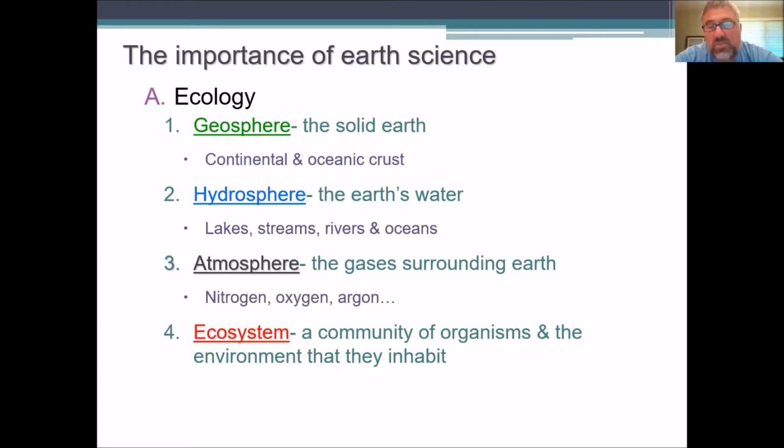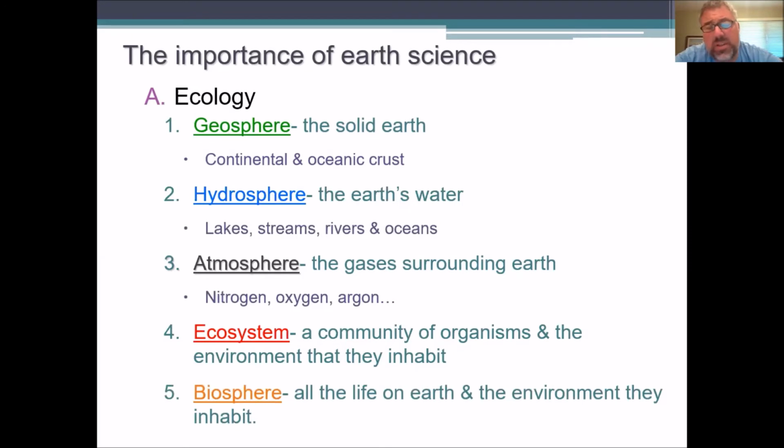Our ecosystems are the organisms and where they live. And so it's a pretty cool thing when you think about all of these things working together to create this incredible place, this spaceship flying through outer space that has all these organisms on it, and really it works unless something screws it up, which we have a tendency of doing.